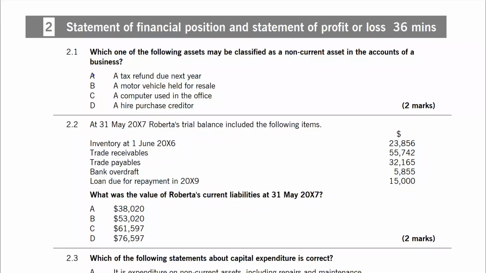Okay, now it's time to solve some questions. On your screen we have question number 1. Which one of the following assets may be classified as a non-current asset in the accounts of a business? A tax refund due next year, because it's a refund from the tax department, so we will classify it as account receivable. A motor vehicle held for resale, because our purpose is to resell the asset, so we will categorize it as inventory for the business.